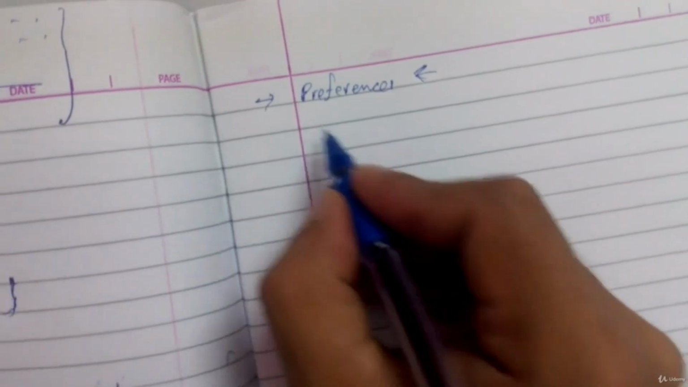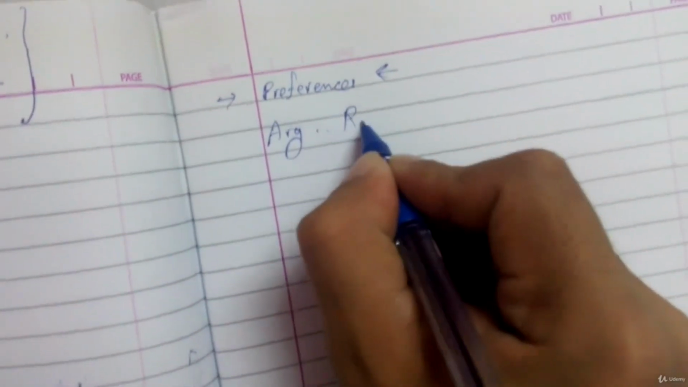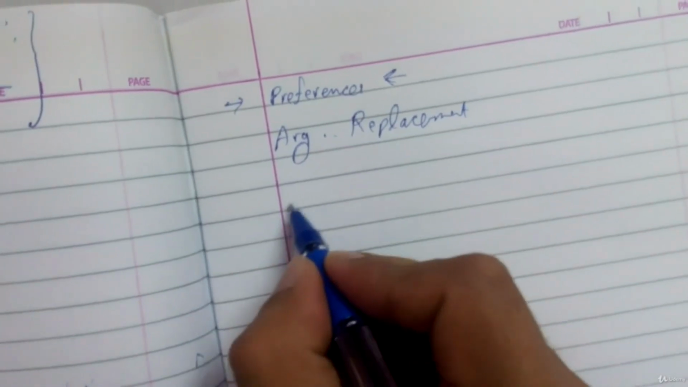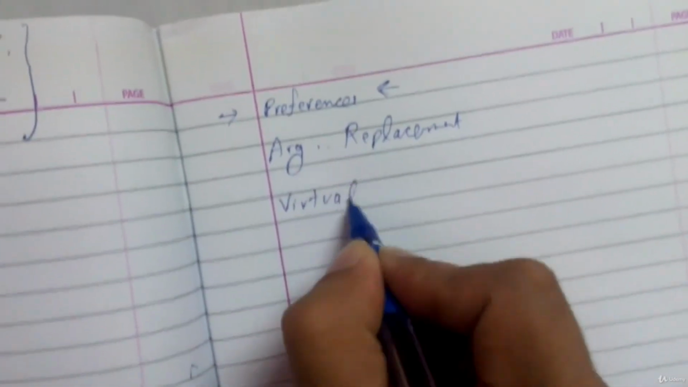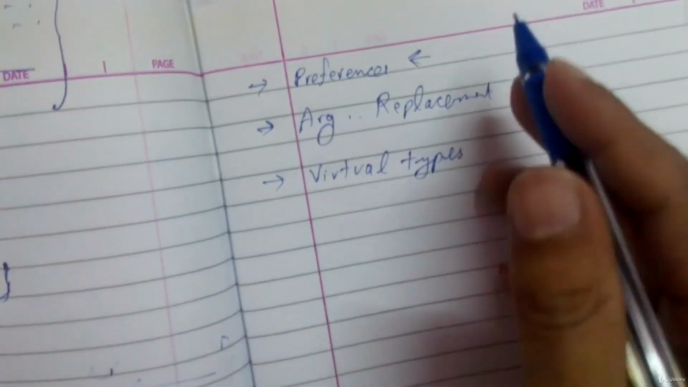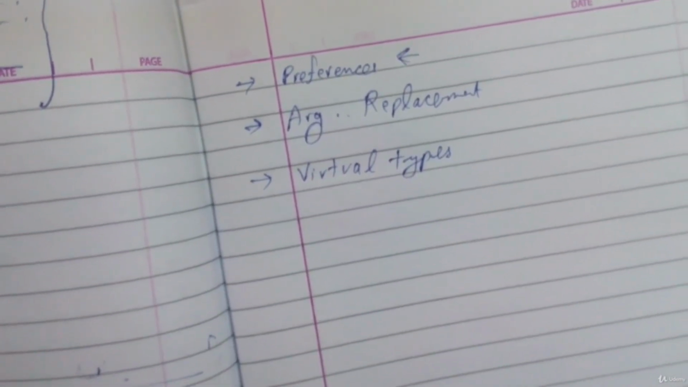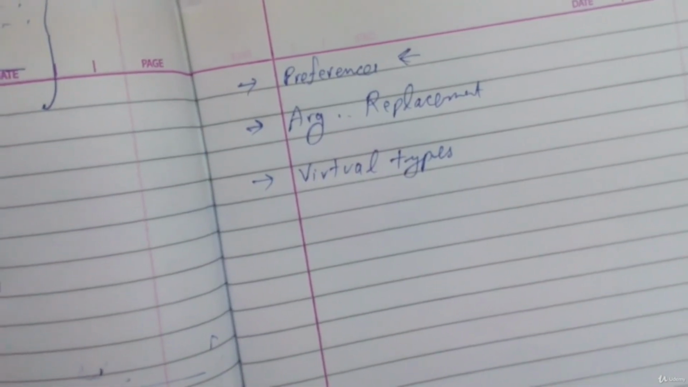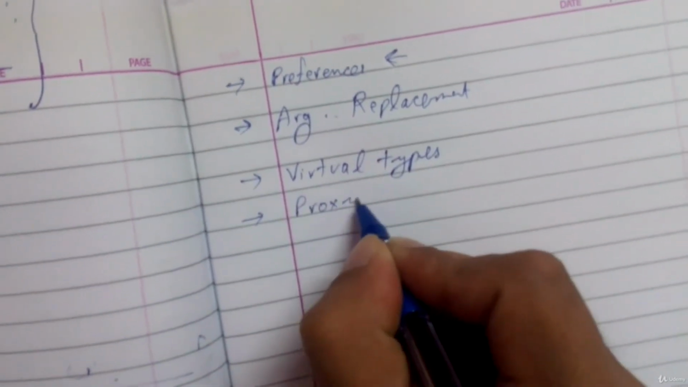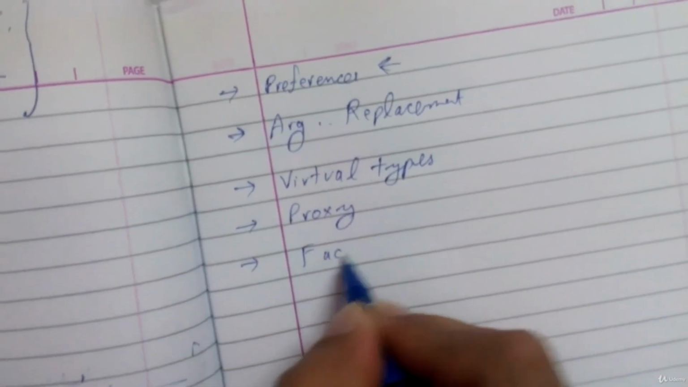Simultaneously we have other things as well, like argument replacement, or then virtual types. We have dedicated lectures for all these that I'm going to write down here, but I just want to give you an overview of how they came into existence and why they are actually required. And after virtual types we are also going to look at proxies, which is a design pattern. Then we are going to look at factories.